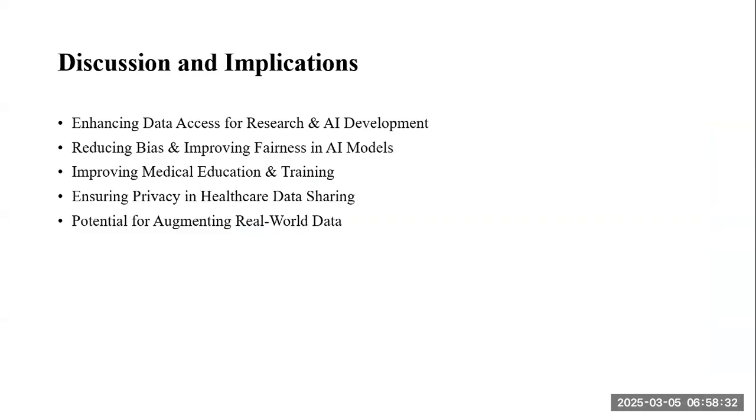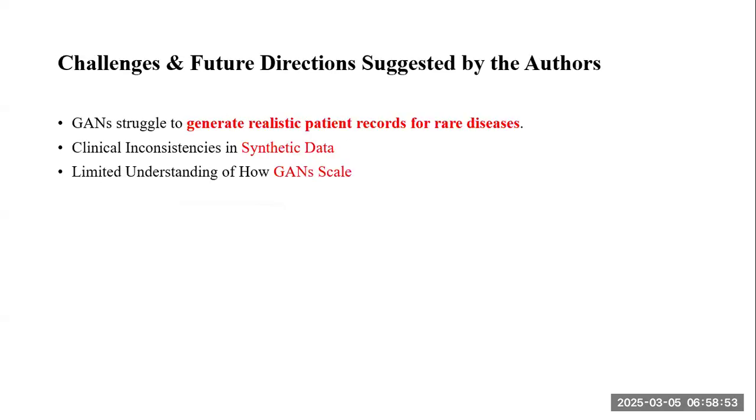And discussion and implications: enhancing data access for research and AI development, reducing bias and improving fairness in AI models, improving medical education and training, ensuring privacy in healthcare data sharing, and augmenting real-world data. And challenges: what are the challenges or future directions the authors provided? We have only three. In this paper, we can't get realistic patient data for rare diseases. It's the main challenge, as GANs struggle there. Also clinical inconsistencies in synthetic data, and limited understanding of how GANs scale, how they work. It's hard to understand how it's working.